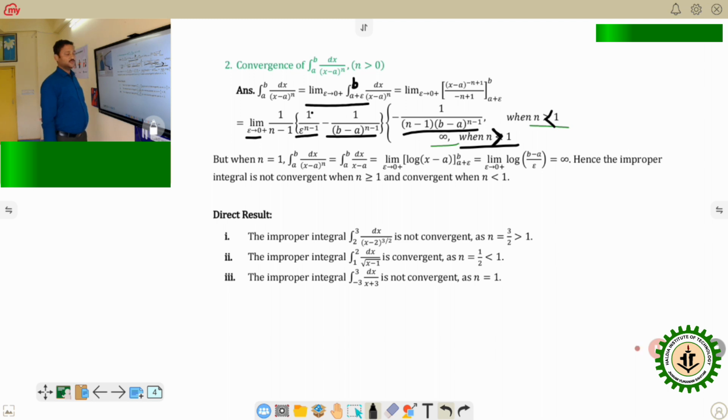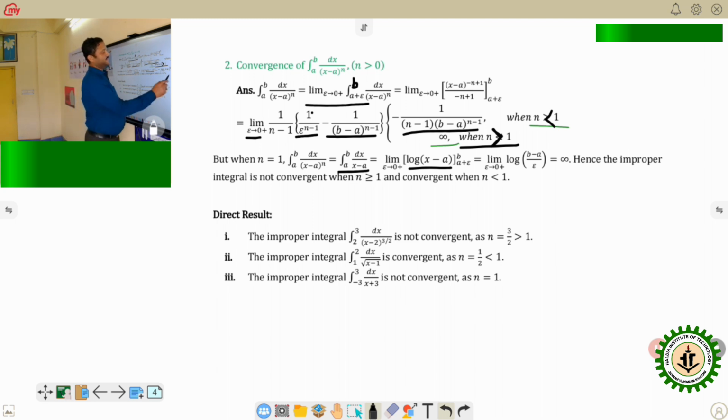And what will happen when n is equal to 1? If n equals 1, again we are going to get the integral from a to b of 1 by (x minus a), and the value of the integral will be log of (x minus a) with limits a plus epsilon to b, and here we get (b minus a) by epsilon, which gives us log infinity, which is equal to infinity. So therefore it is not convergent when n is greater than or equal to 1, and convergent when n is less than 1.